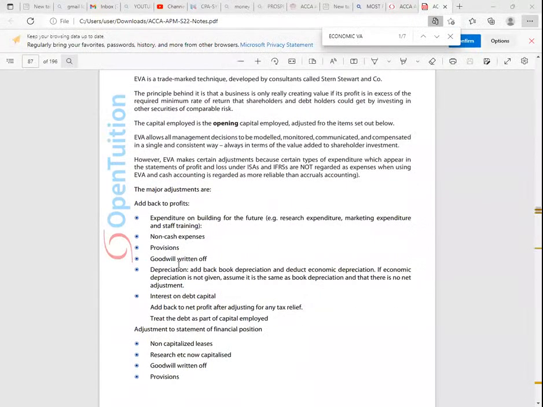So we are told here, all non-cash expenses, ladies and gentlemen, have to be added back. Any provision, a provision is a non-cash expense. Any goodwill written off, depreciation: add book depreciation and deduct economic depreciation. If economic depreciation is not given, assume it is the same as book depreciation and that there is no net adjustment. And then we have interest on debt capital that has to be added back after adjusting for any tax relief. Treat the debt as part of capital employed.